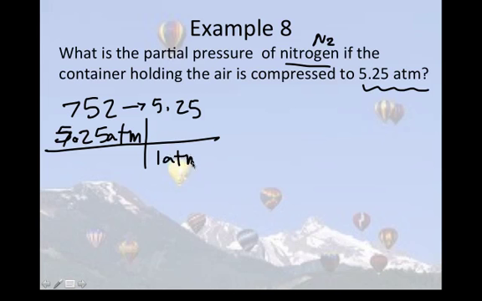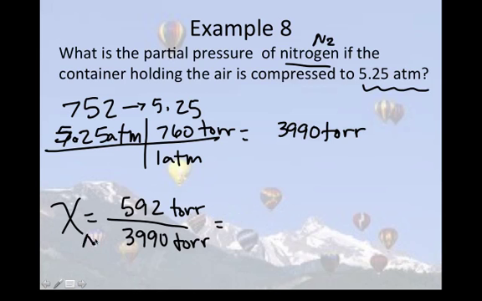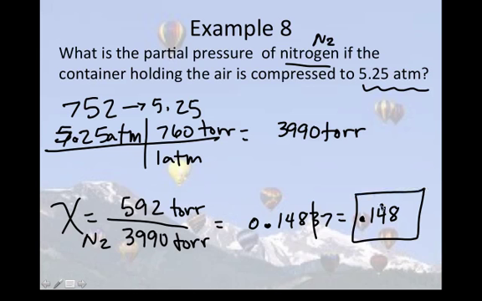Why? Because I like dividing by 1, that's why. 3990 torrs. So there's my total pressure. And the part that's coming from nitrogen is still 592 torrs. So 592 torrs divided by 3990 torrs. So now my mole fraction, chi, for nitrogen, is only 0.14837, and we're still keeping, what, 3 sig figs here it looks like? So 0.148, and I don't have any units there. So that's my mole fraction now that the container was compressed.